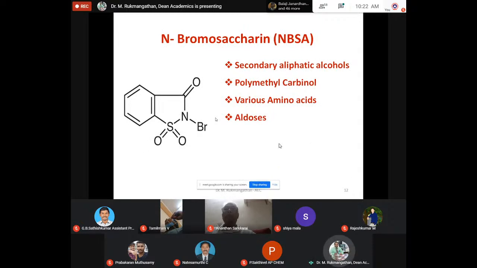The next one is the bromo derivative of saccharin, called N-bromosaccharin. This N-bromosaccharin has been widely used for various oxidative reactions: secondary aliphatic alcohols, polymethylcarbinol, various amino acids, of course, and aldoses and carbohydrates have been studied by making use of this N-bromosaccharin.